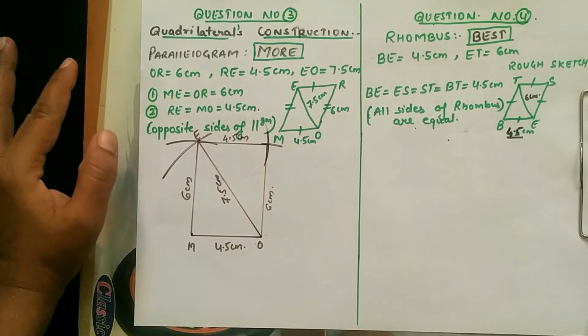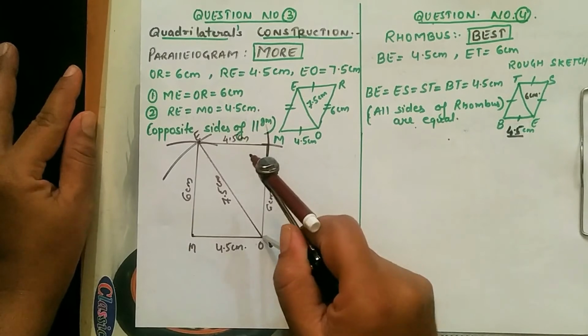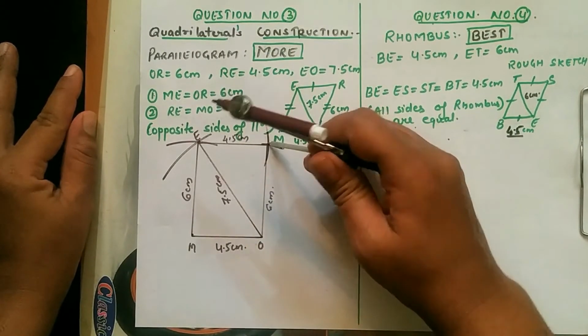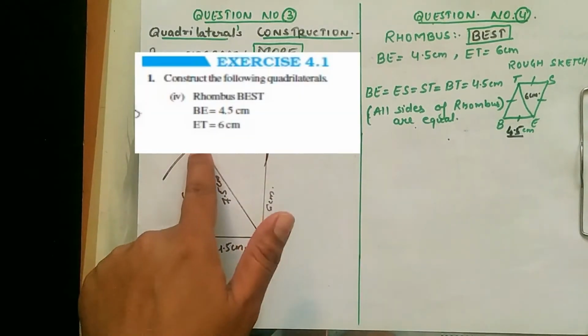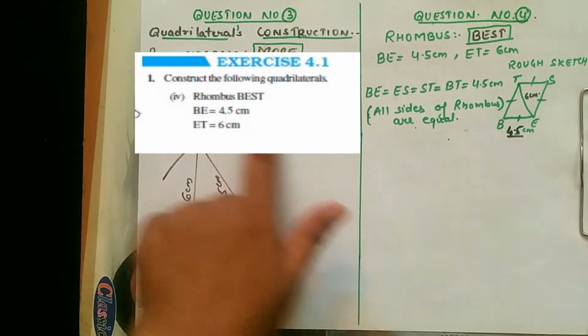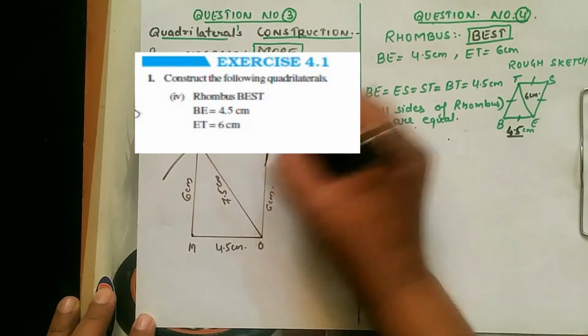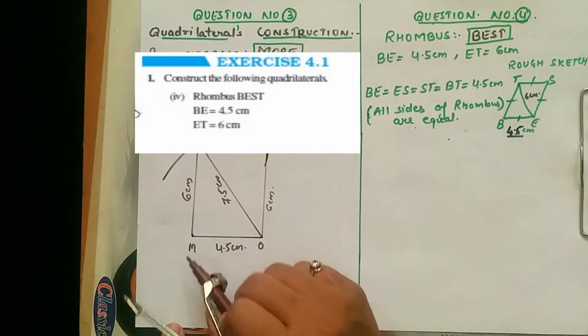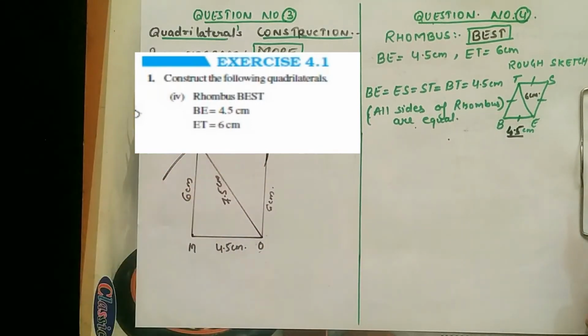So in the last video we have already done this question. You just need to join this, already constructed figure and this measurement, and then you just need to join EM and OM and OR. Then this is your OR, and in this way you have got your MORE as a parallelogram.